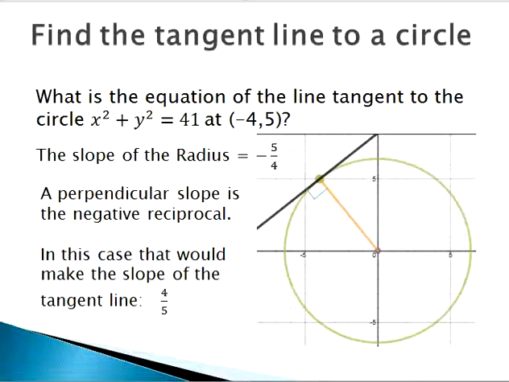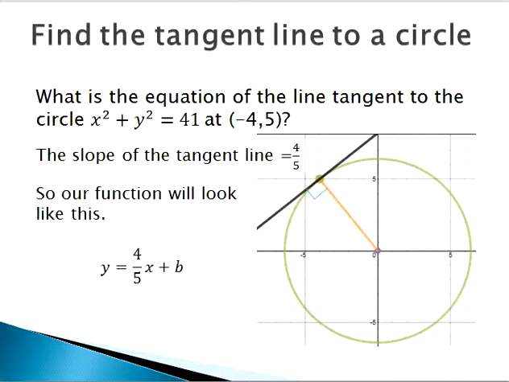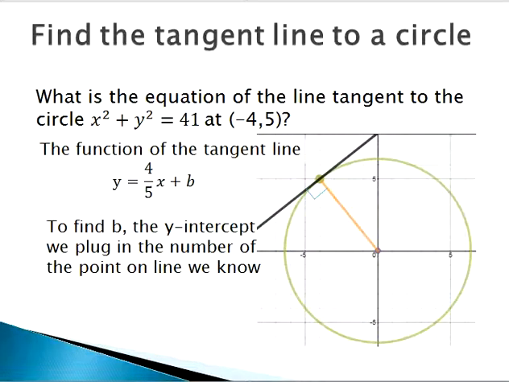4 over 5. All right, the negative reciprocal is where the fraction flips and the negative turns into a positive in this case. Okay. So we now have the slope of our tangent line. The tangent line that we're looking at has a slope of 4 over 5. All right, let's put it into a function. And a function now looks like this. But we have still one thing that we need to figure out, b, which actually is a y-intercept.